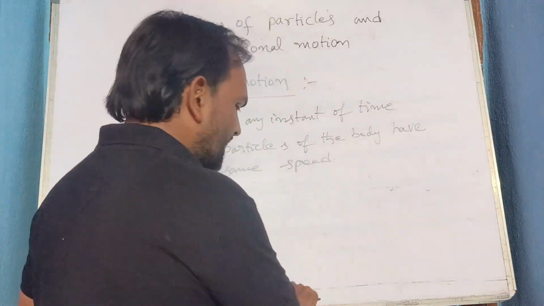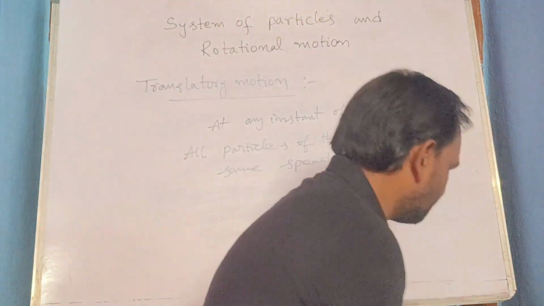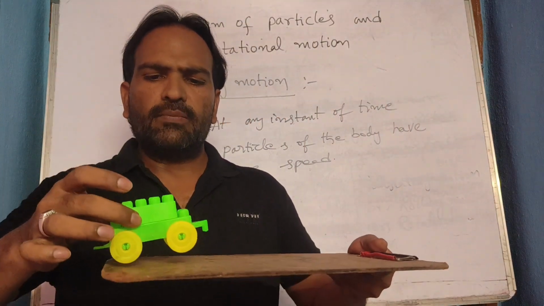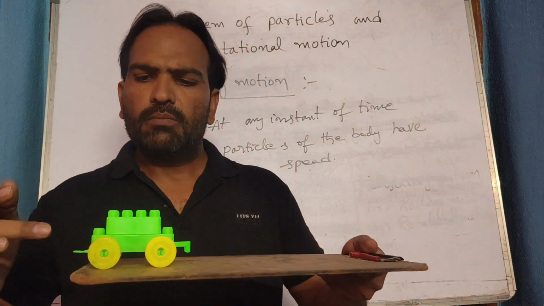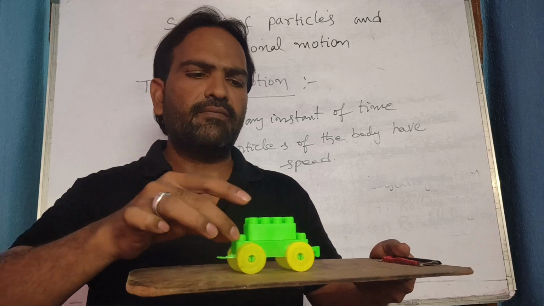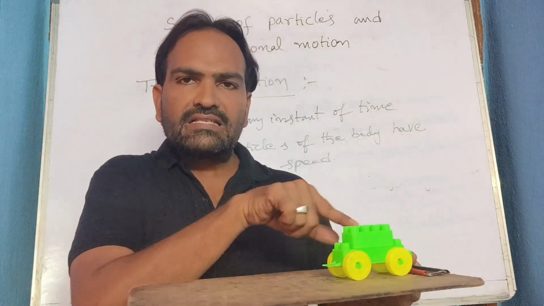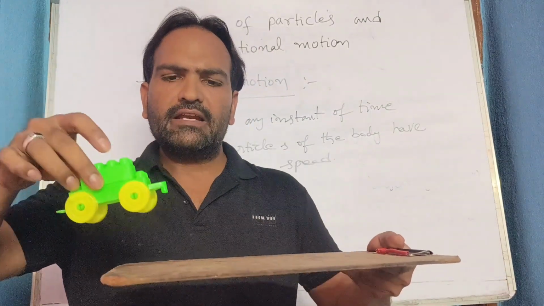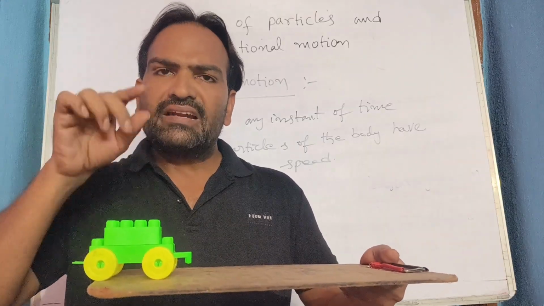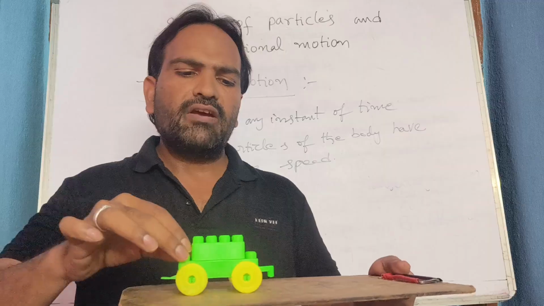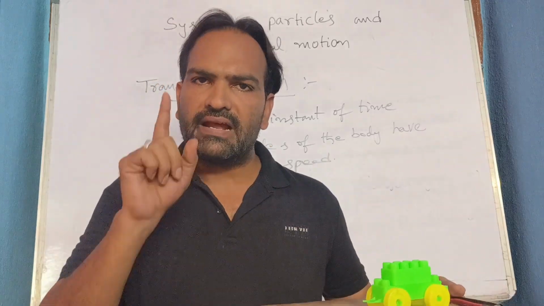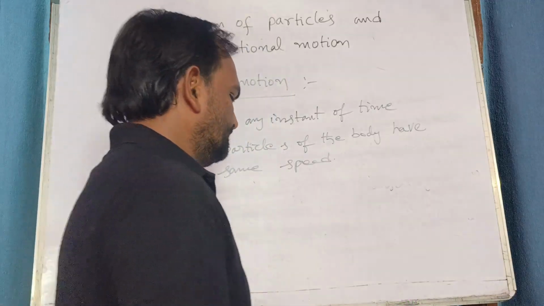Let's look at one example. This is a smooth surface, and this is one of the bodies. All particles of the body move, and at any instant of time, all particles of the body have the same velocity. This is one translatory motion example. Once again, all particles of the body at any instant of time have the same velocity or same displacement in the same time is called translatory motion.